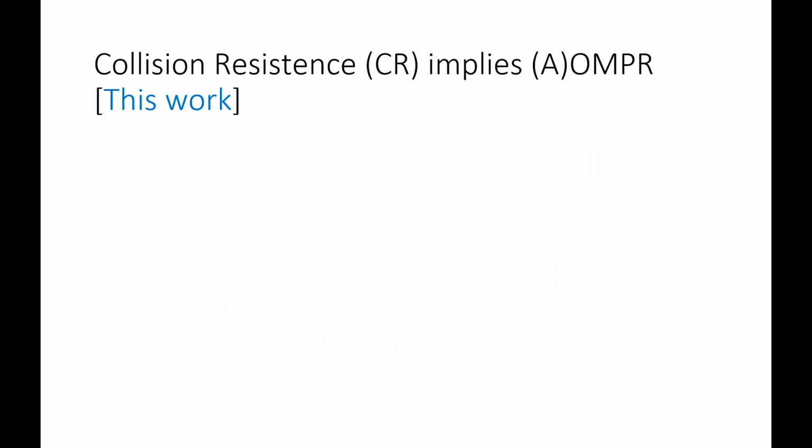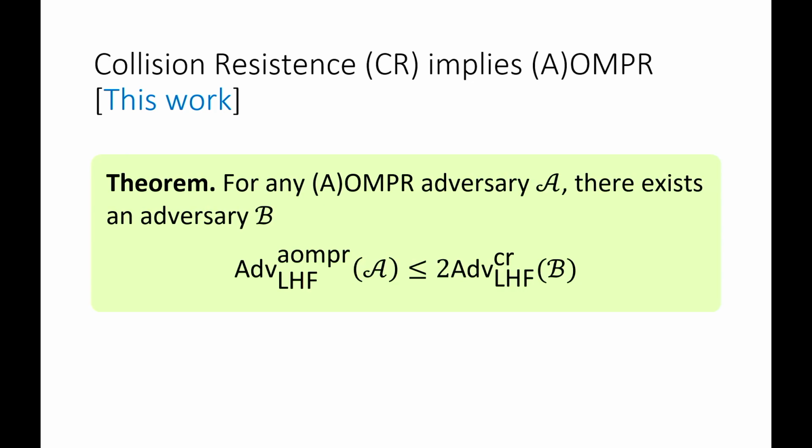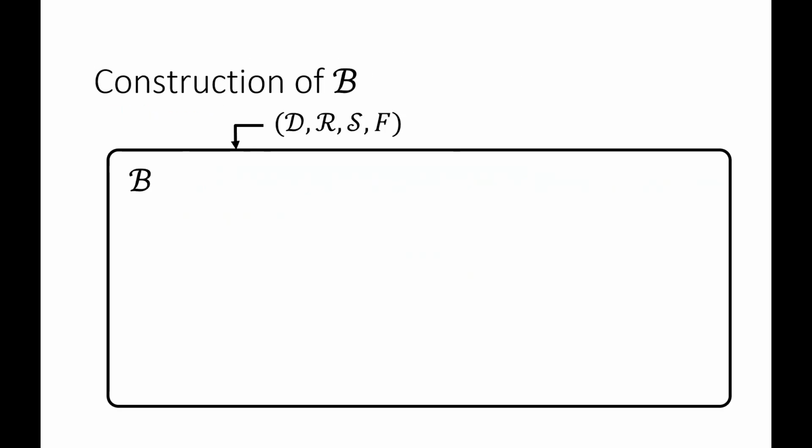So for the rest of the talk, I will focus on showing how collision resistance implies the algebraic one-more preimage resistance property. Formally, we have the following theorem. For any algebraic one-more PR adversary A, there exists an adversary B that breaks the collision resistance property, such that the advantage of A is not greater than twice the advantage of B.